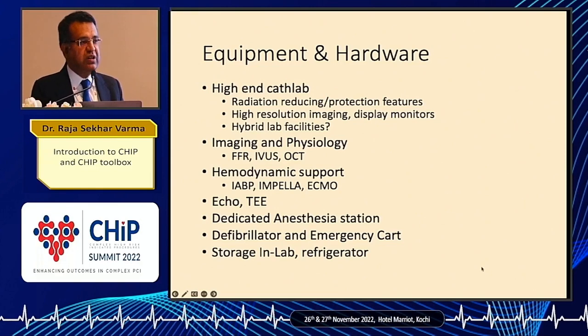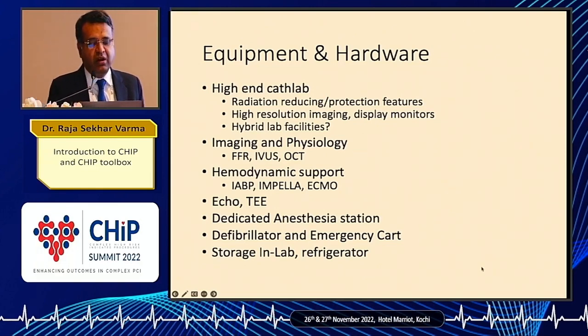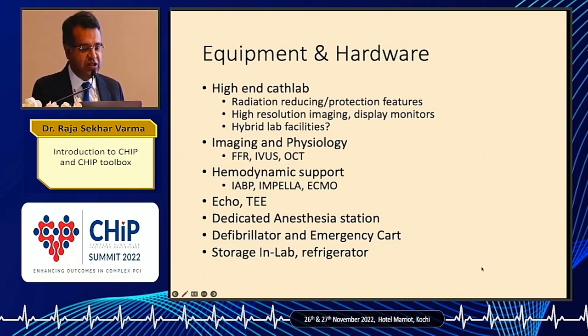Imaging and physiology, we are looking at it again today evening. FFR, IVUS, and OCT will help to optimize all the results to know where to go, when to go, and how to go. When there is hemodynamic instability, you need support in the form of intra-aortic balloon pump, Impella, or the ECMO. The costs are an issue. Again, we have a dedicated session looking at mechanical circulatory support in CHIP.